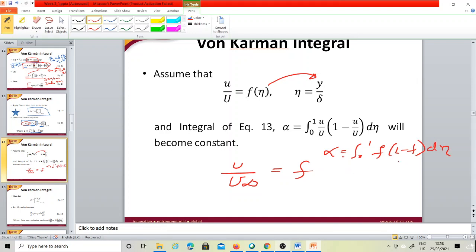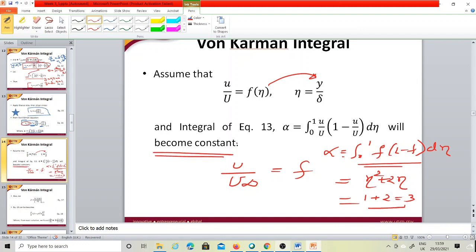So if you do the integration, you will get one constant value, because f is a function of eta. You don't know f right now, but you will get some eta expression, for example eta square. If you put in the values, it should be 1 plus 2, so 3. It means you will get some constant value, whatever f function you have.